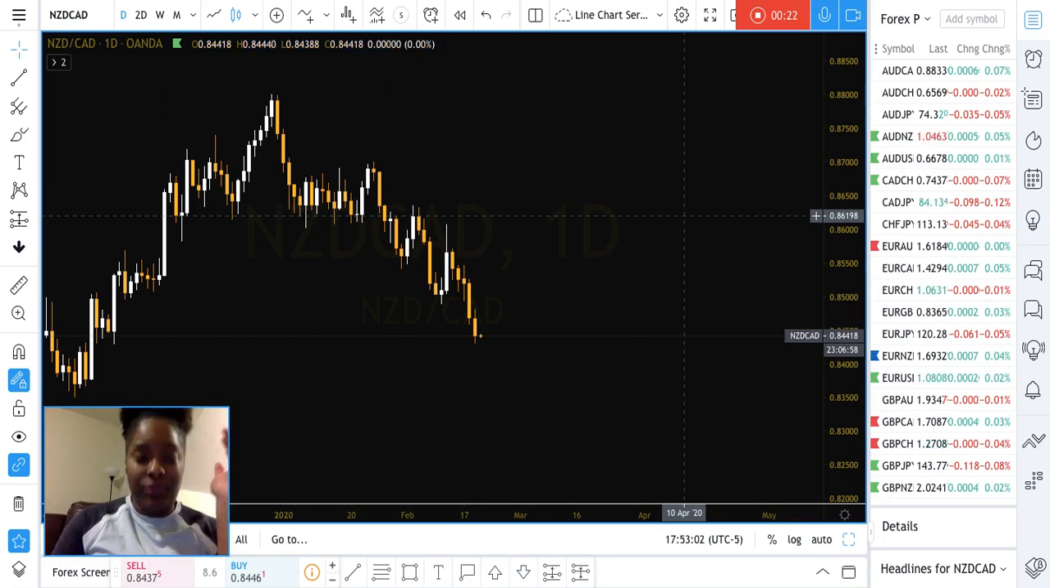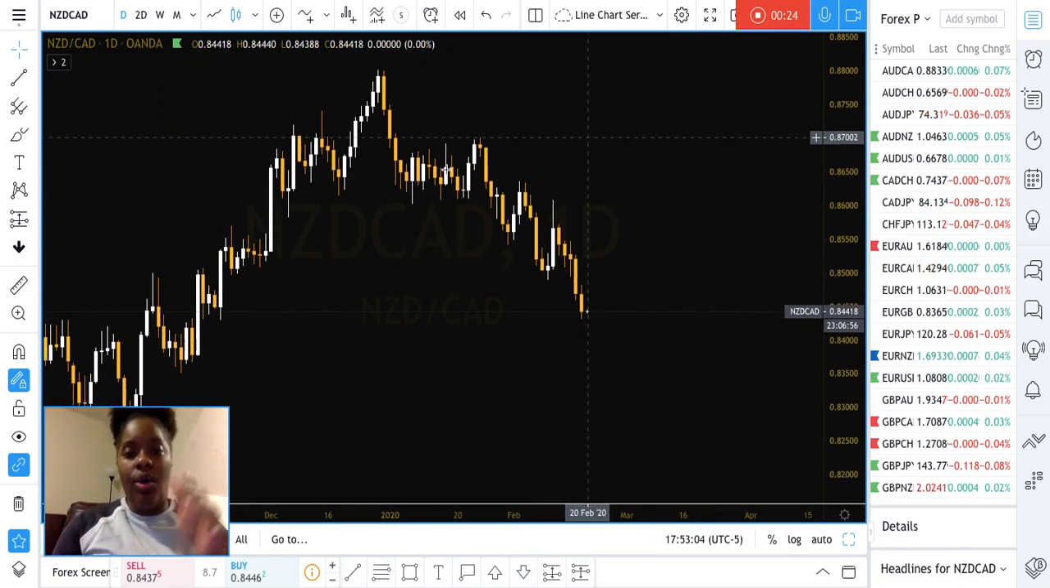Here on New Zealand dollar CAD, one thing that I noticed about this particular trade was that price is kind of going in a downtrend on the daily time frame. Now, keep in mind when I talk about time frames and trend, you may want to figure out what market cycle the currency pair is in before you say something's in a downtrend or an uptrend. So let me explain what I mean.